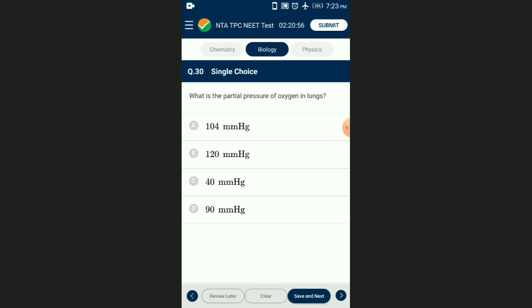The alveoli and blood capillary have 104 mm Hg and 40 mm Hg respectively. So in the alveoli 104 mm Hg, in blood capillary that is 40 mm Hg. So the answer for this question is option A. The partial pressure of oxygen in lungs is 104 mm Hg.